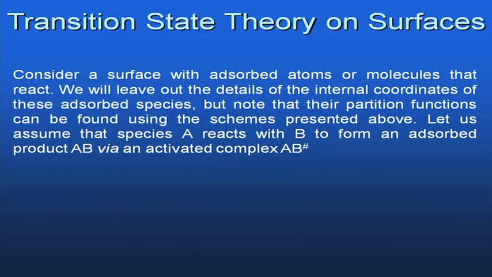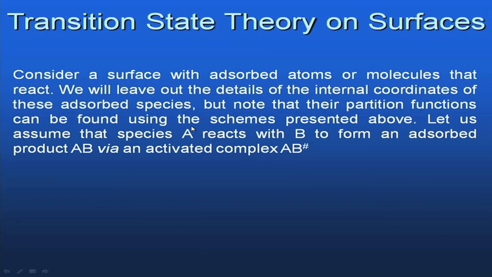Say there are two atoms or molecules adsorbed on a metal surface. They will tend to react with each other. So, what could be the situation? That is considered a surface with adsorbed atoms or molecules that react. In this case, we will leave out the details of internal coordinates of those adsorbed species, but note that their partition functions can be found using the schemes presented earlier. I already talked about that in earlier lectures.